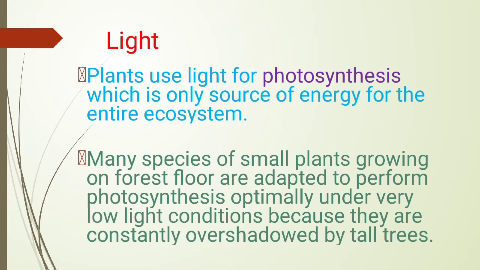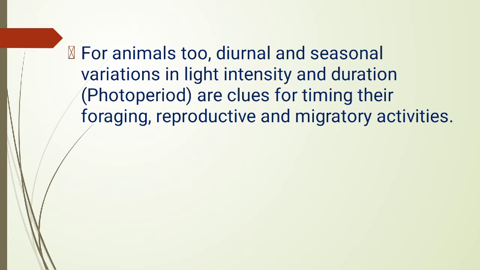Shrubs get the sunlight directly from the sun, but the small plants that are called herbs do not get direct sunlight. But they are adapted to perform photosynthesis under very low light conditions, and they are continuously overshadowed by tall trees, but because they are adapted to that situation. For animals too, diurnal and seasonal variations in sunlight, in light intensity and duration, that is photoperiod, are clues for timing their foraging, reproductive and migratory activities.